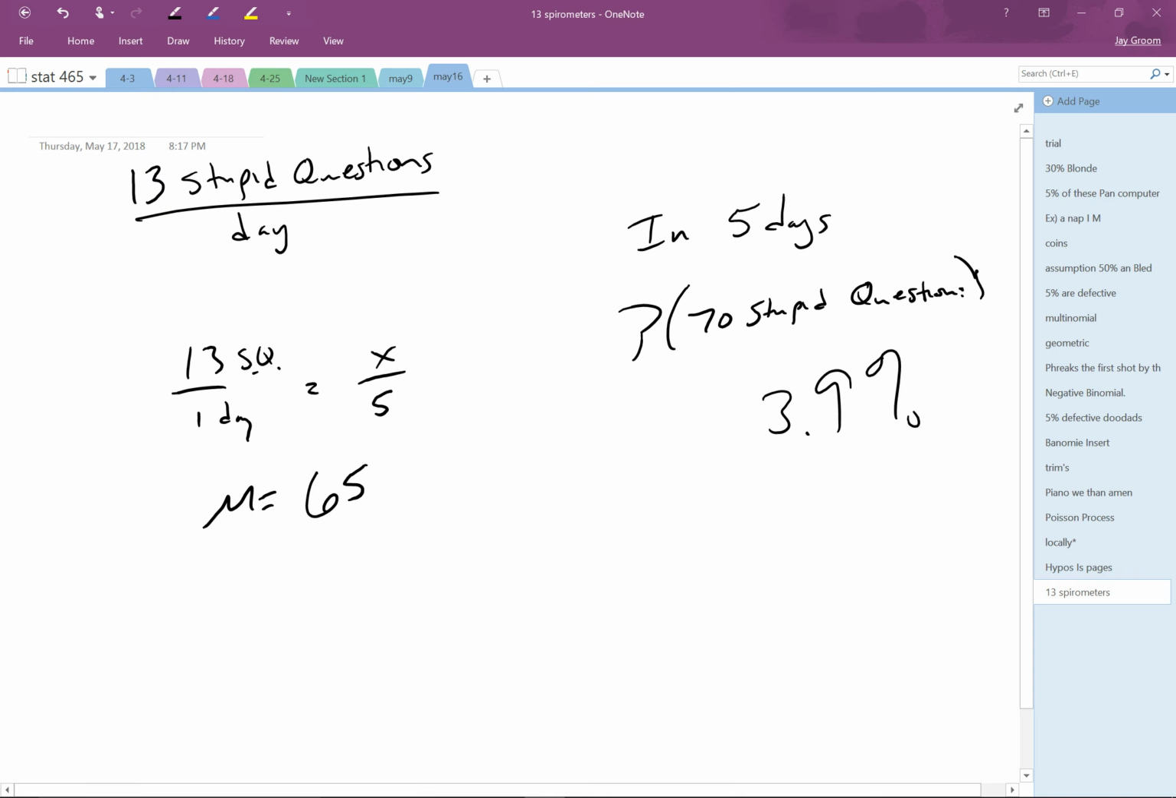What if I told you that some family was going to have 20 kids? I'm not sure why they're going to. They're crazy. I don't know. What's the probability that they get 14 girls? I don't know.